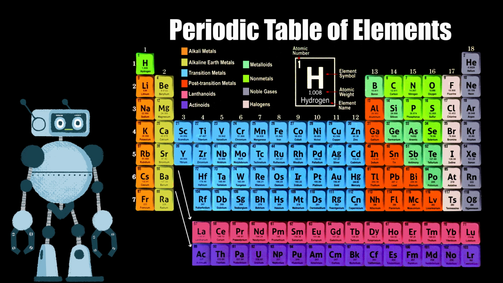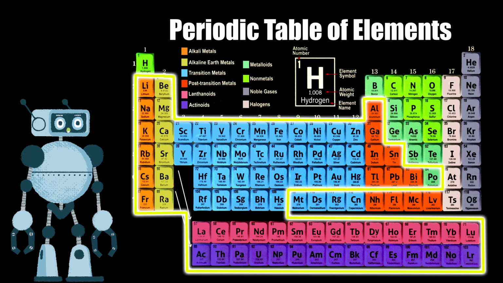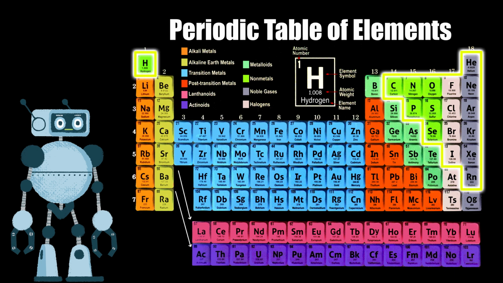Understanding element categories. The periodic table is divided into several categories based on element properties. Metals are found on the left side and the middle of the table. Characteristics: shiny, good conductors of heat and electricity, malleable and ductile. Examples: iron, Fe, copper, Cu, and gold, Au.